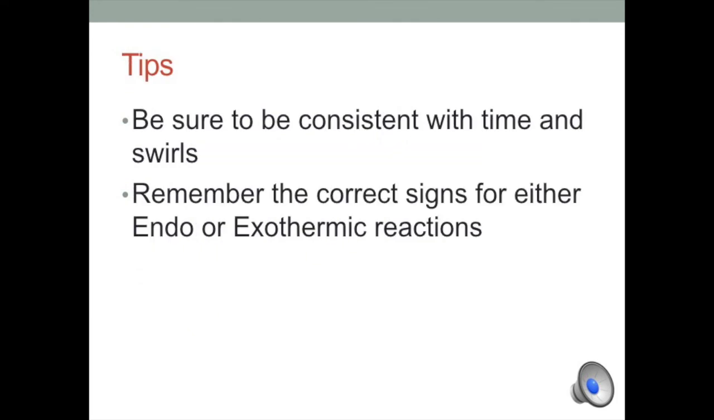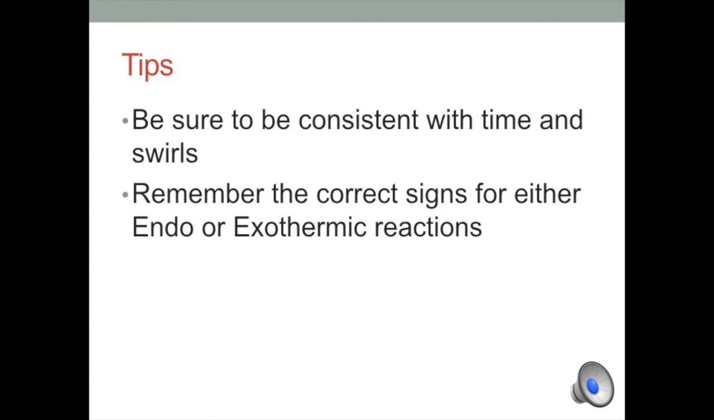So just some tips. Be sure to be consistent with time and swirls. You and your partners, you're going to be in groups, either with a partner, but no more than 3 people. So be consistent with the time. You set a time, either a minute or a minute 30, to test both chemicals for both experiments and to keep consistency, as well as swirls. You don't want someone just shaking the cup back and forth, and you don't want someone going in a circular pattern. You need to set how you want to do it, and the lab instructions will tell you the best way to go about that. But just be sure to be consistent with both of those.